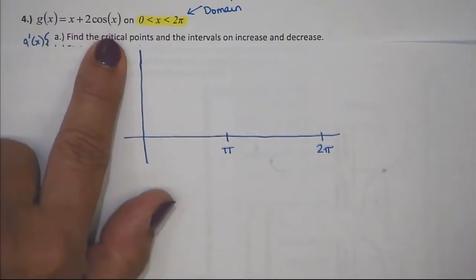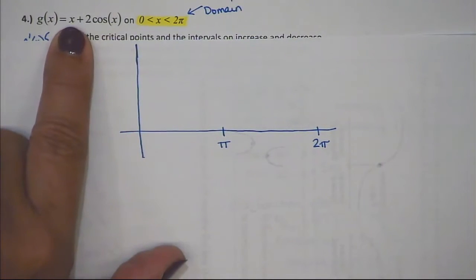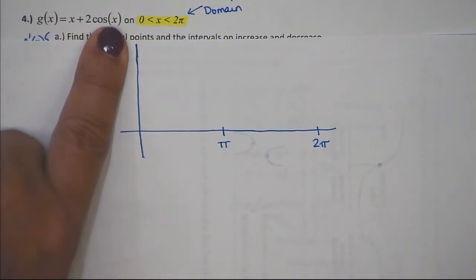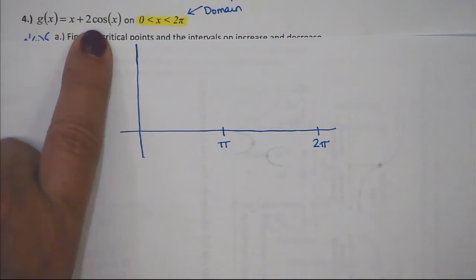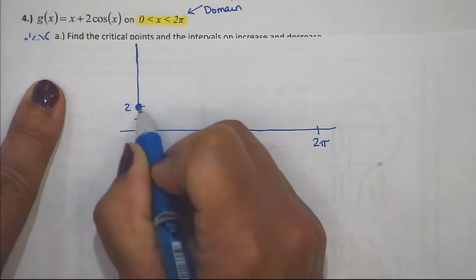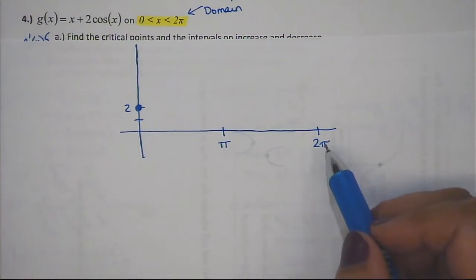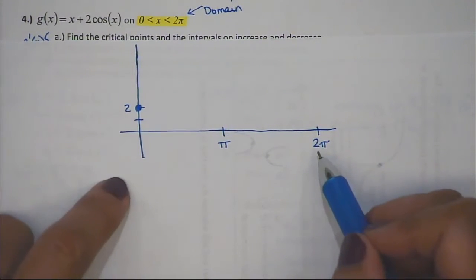If you put 0 in here, what do you get? 0 plus 2 times the cosine of 0. Cosine of 0 is 1. So 0 plus 2 is 2. So here's 2. So at 0, you're at 2. And then at 2 pi. 2 pi is 6.2 something, right?